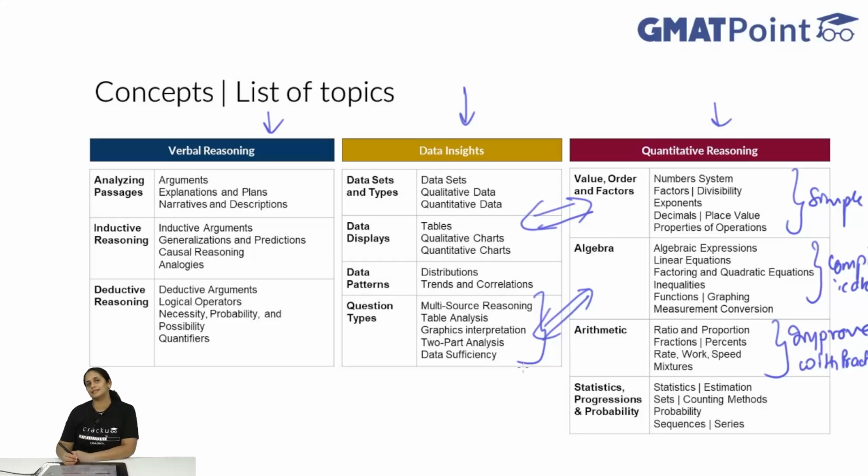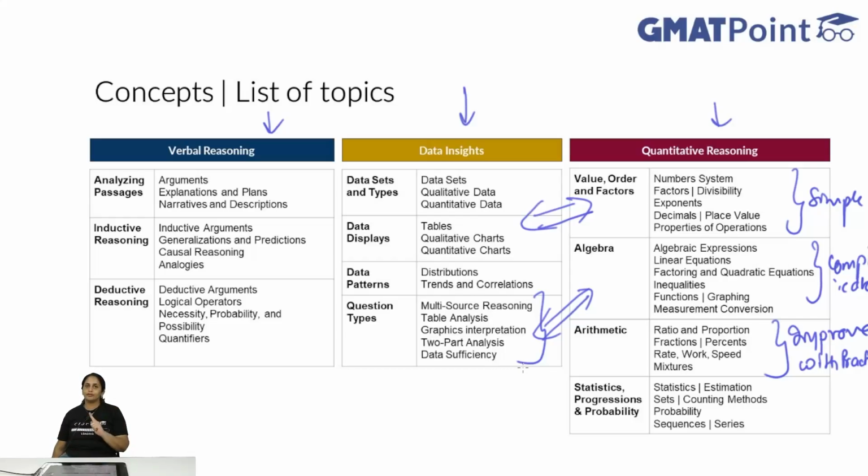you can go to data insights, because many of the data sufficiency questions require concepts of arithmetic, algebra, number systems, number theory, probability and statistics, set theory. All of this basically is revised in the data sufficiency part. So before you actually start with data insights and data sufficiency, you should try to finish many of the concepts of QR. So that is one thing.